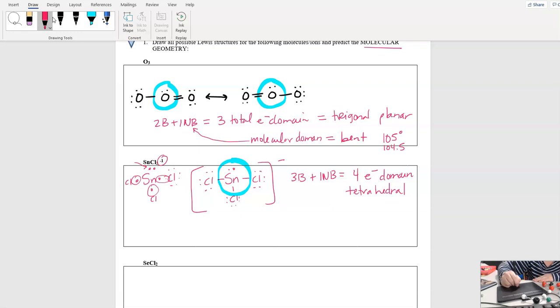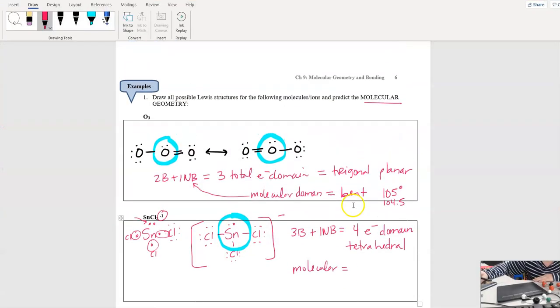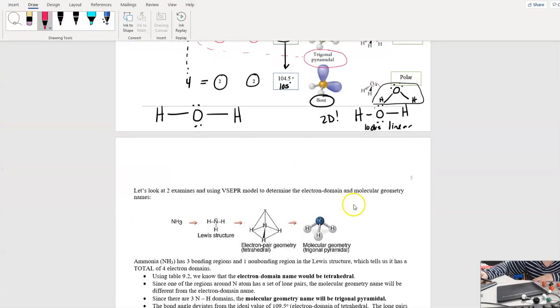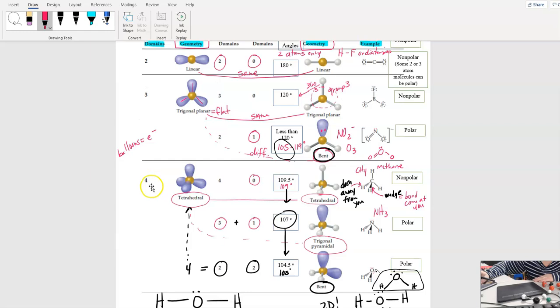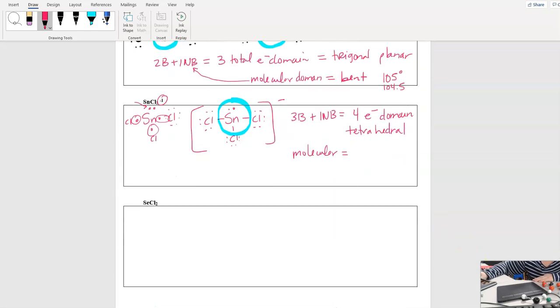Unfortunately, because of that lone pair, the molecular name will be different. And the molecular geometry name, as you see in the notes right there, is 4 regions, but 3 bonds, 1 lone pair, and it's going to be called trigonal pyramidal. So it's going to take us a while to get the hang of the names, but we got to know the names. So trigonal pyramidal.